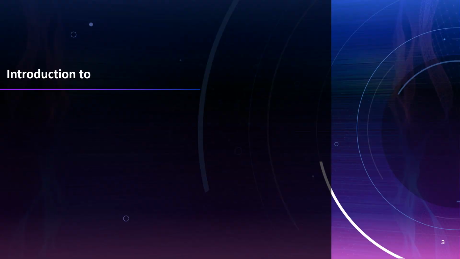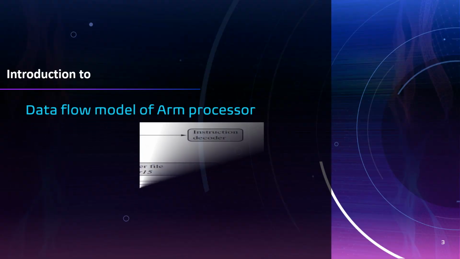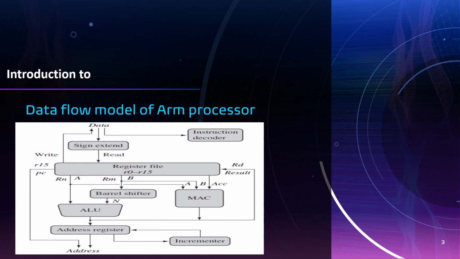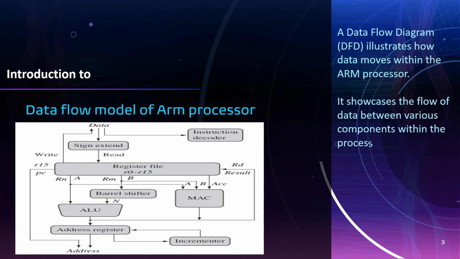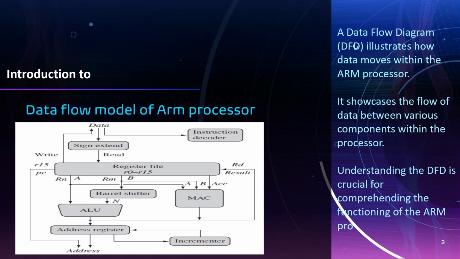So let's begin with the introduction to data flow model of an ARM processor. As we go through the diagram, a data flow diagram illustrates how data moves within the ARM processor. It showcases the flow of data between various components within the processor. Understanding the data flow diagram is crucial for comprehending the functioning of the ARM processor.